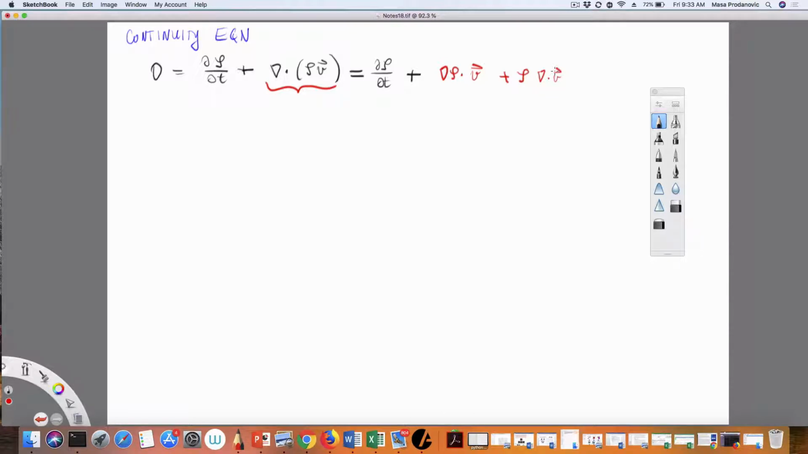Do you see the mnemonic? It's very similar to when I had the derivative d/dx of fg, which I said is df/dx times g plus f dg/dx. So there's a parallel here.